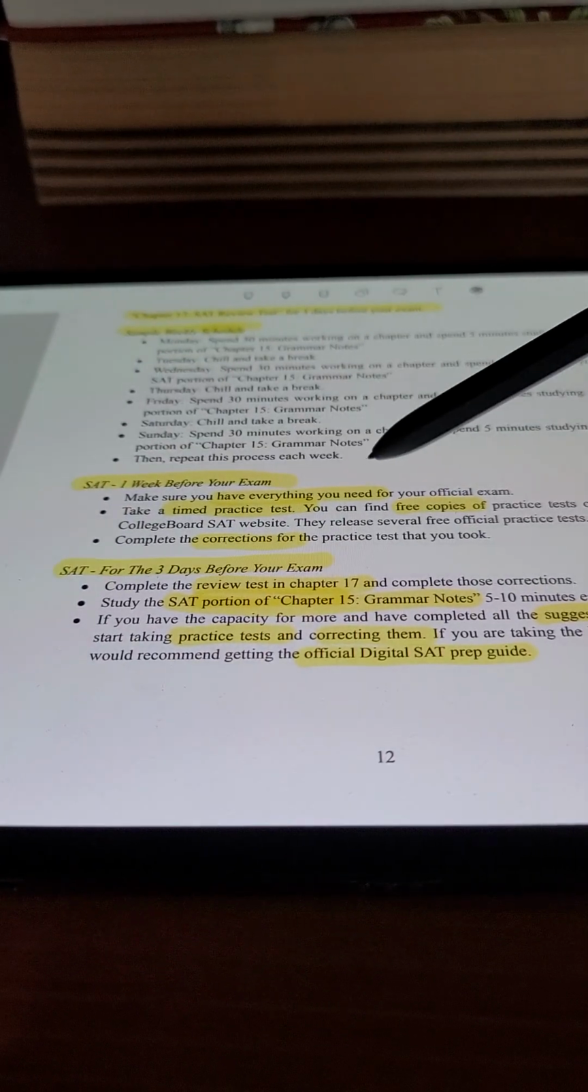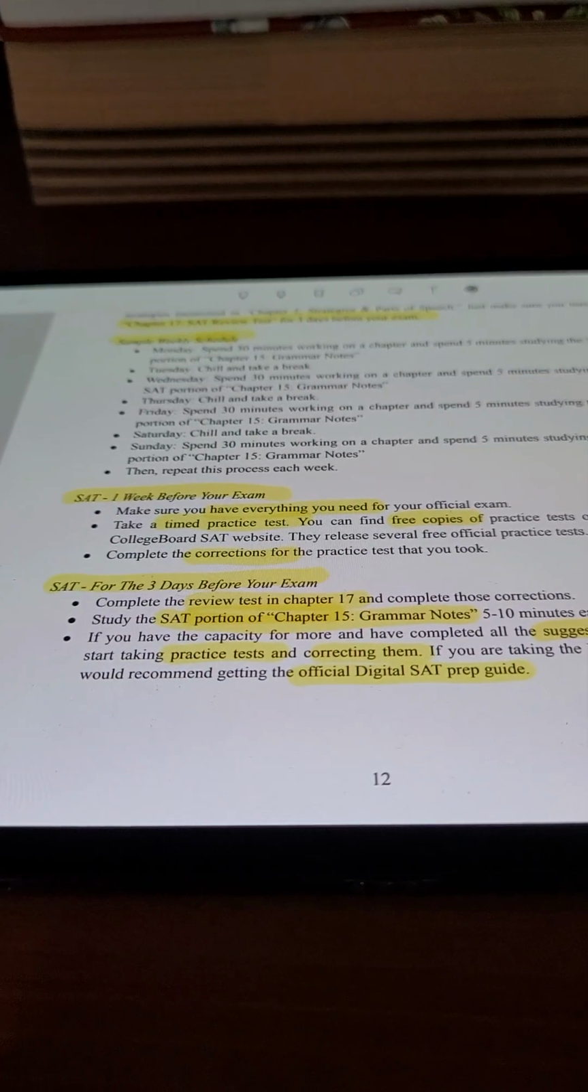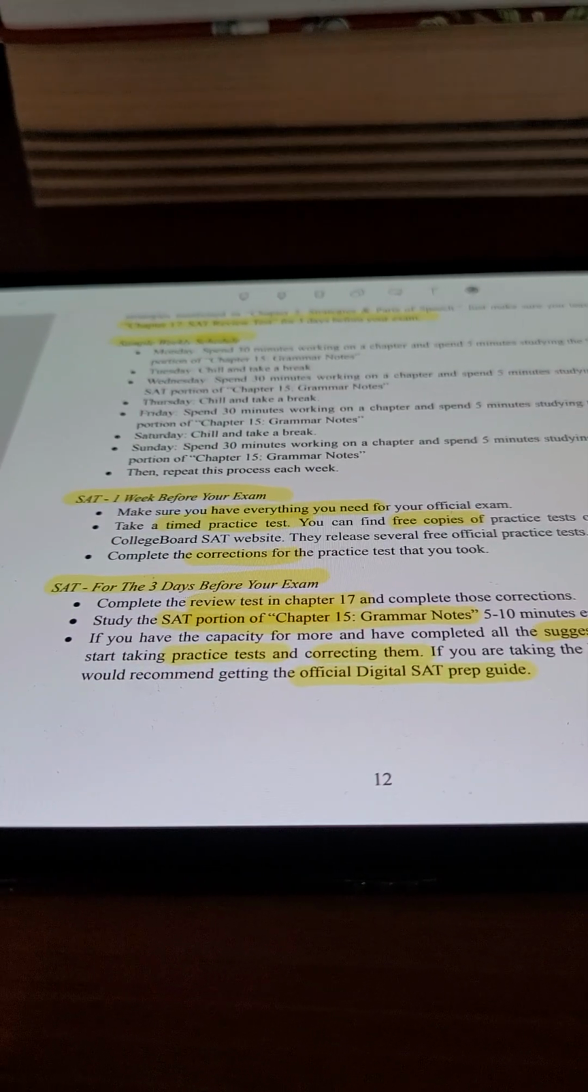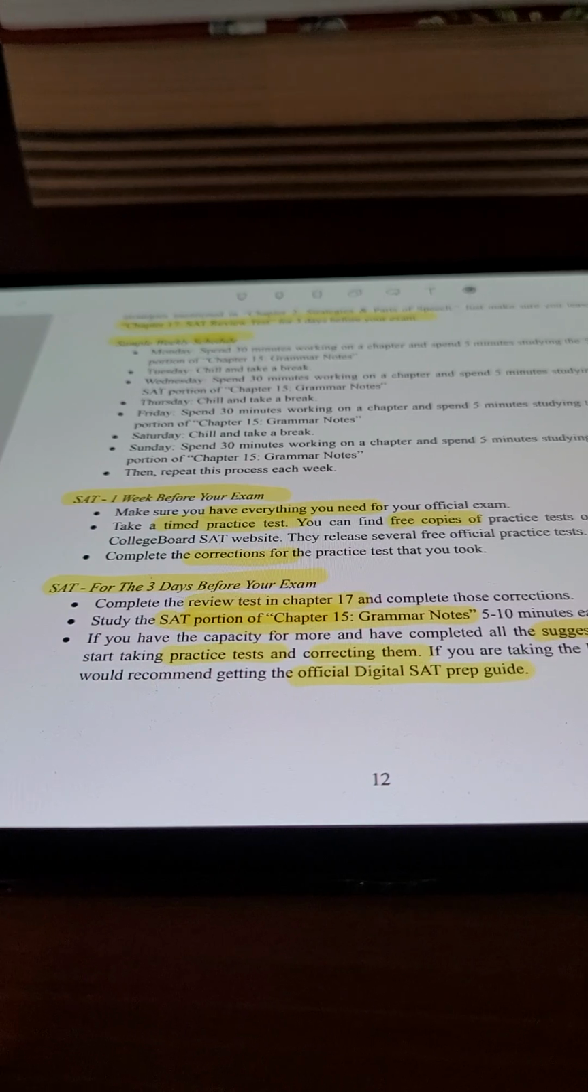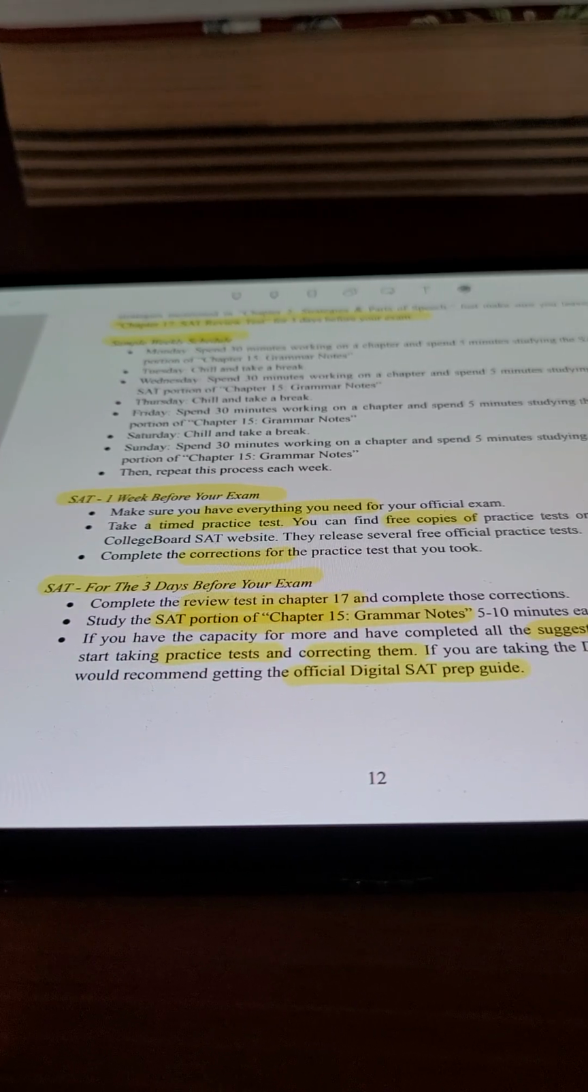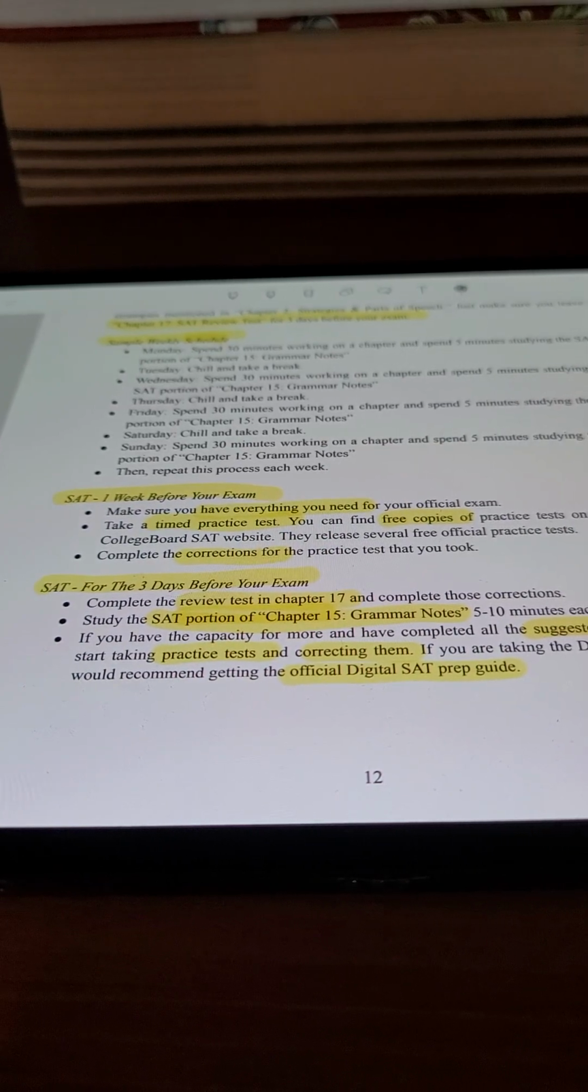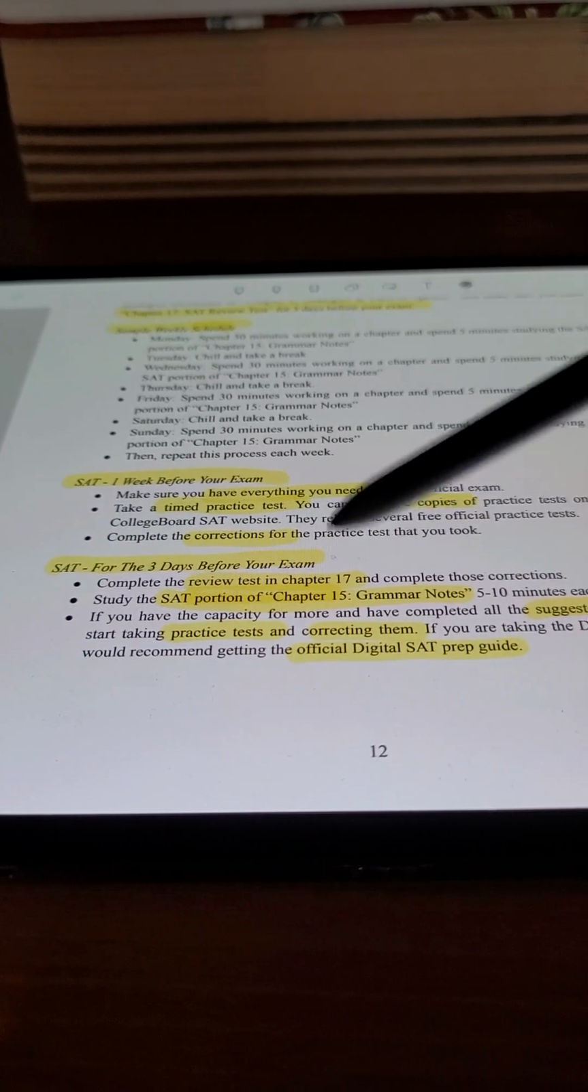And then we have 1 week before the exam. Make sure you have everything you need, a time to practice, take timed practice tests. The 1 week before thing is very similar to what I already stated in the cramming section. And you can find free copies of the exam online, and make sure you do those corrections.